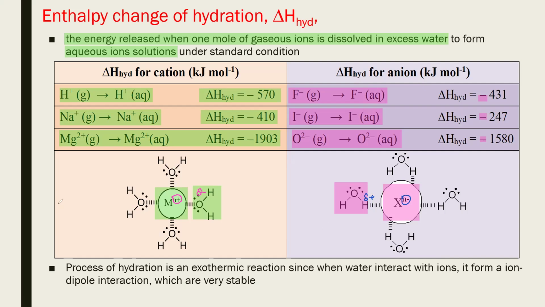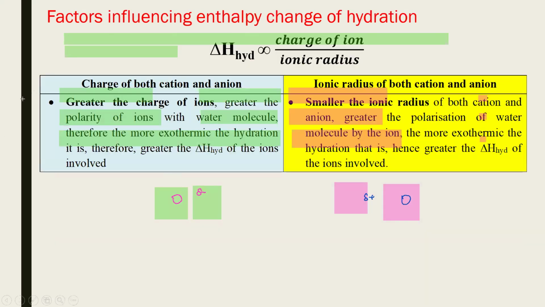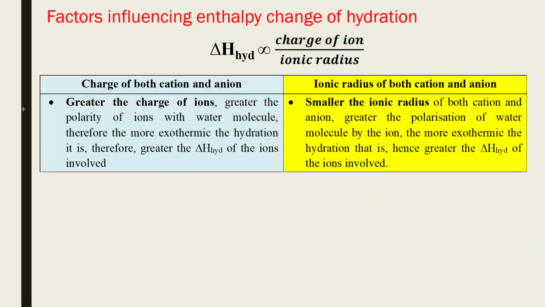So why is this whole process exothermic? Because the ion-dipole attraction is very strong, and therefore a lot of heat is released when the ions are attracted here. Okay, so what are the factors that influence the enthalpy change of hydration? We say the enthalpy change of hydration is directly proportional to the charge, yet inversely proportional to the ionic radius. In terms of hydration, unlike lattice energy, the cation and anion are considered separately.